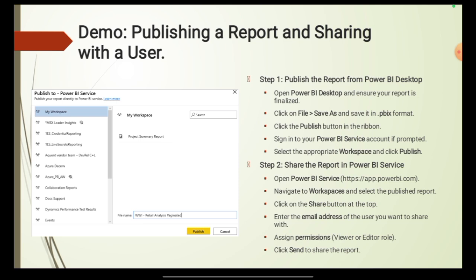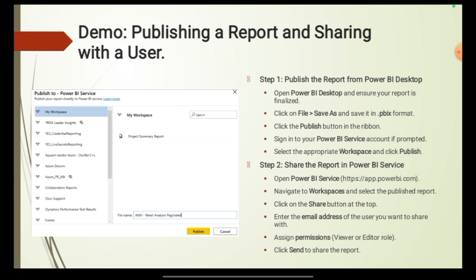So here in this mentioned part, we will be discussing about demo, publishing a report and sharing with a user. Let me first read out the details that has been mentioned over here and then we will discuss it. Step 1. Publish the report from Power BI desktop. Open Power BI desktop and ensure your report is finalized. Click on File, Save As and save it in .pbix format. Click the Publish button in the ribbon. Sign in to your Power BI service account if prompted. Select the appropriate workspace and click Publish.